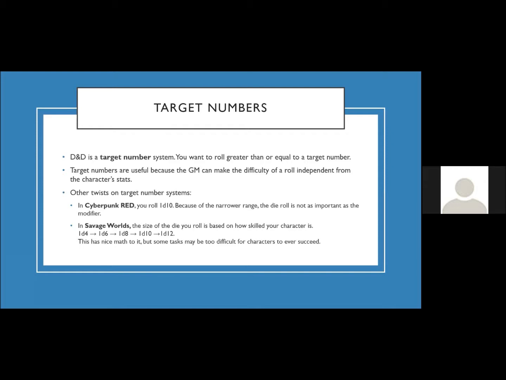There's also a game system called Savage Worlds, where the size of the die you roll is based on how skilled your character is. Characters with little to no experience only roll a 4-sided die, while experts will roll a 12-sided die. This has some really cool math to it, but it means that some tasks may actually be too difficult for your character to ever succeed. That's not necessarily a bad thing, it's just a design choice.